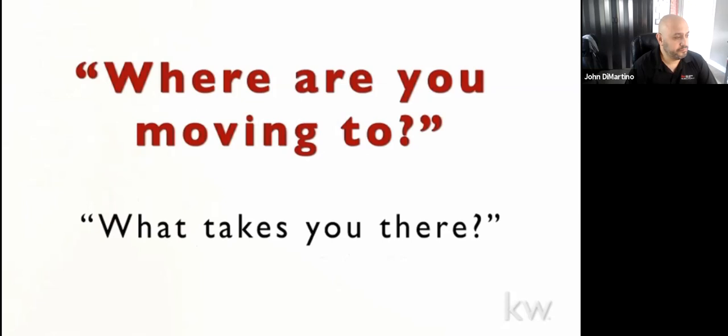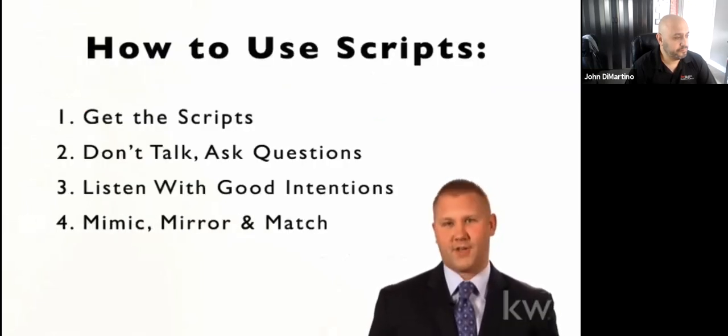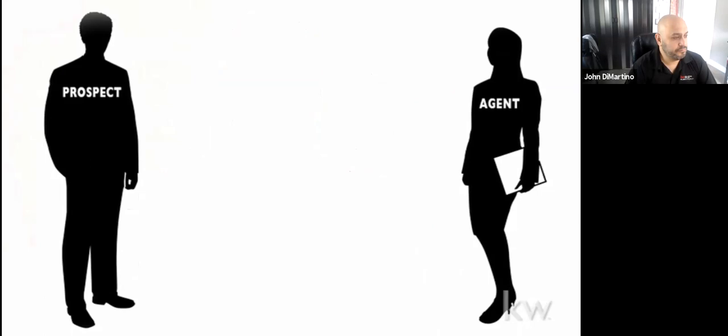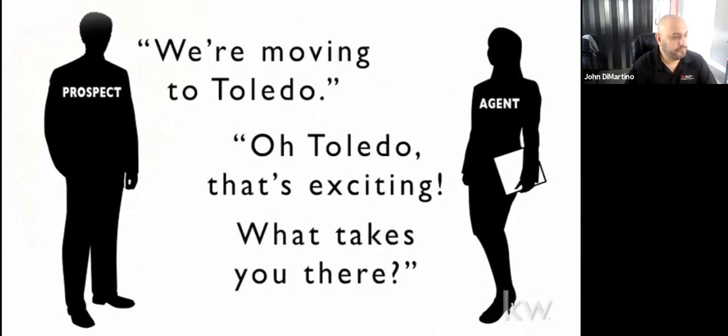Step 4 in becoming better at scripts is we need to learn to mimic, mirror, and match the prospect. What I mean by that is we have to listen to their tone of voice. We have to speed up or slow down based on how fast the prospect is talking. That means when they respond and say, we're moving to Toledo, oh, Toledo, that's exciting. What takes you there? 93% of communication is body language and tonality. And that means only 7% are the words that we say or the questions that we ask.